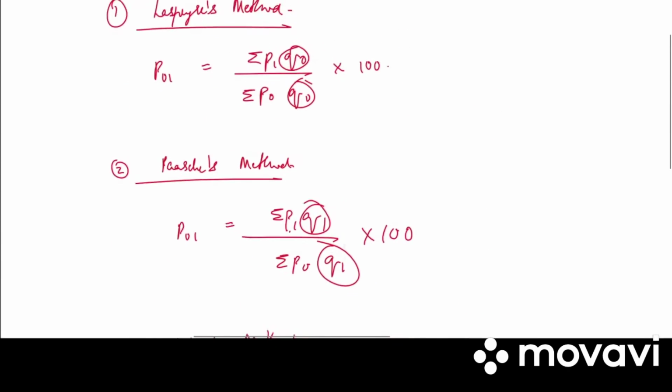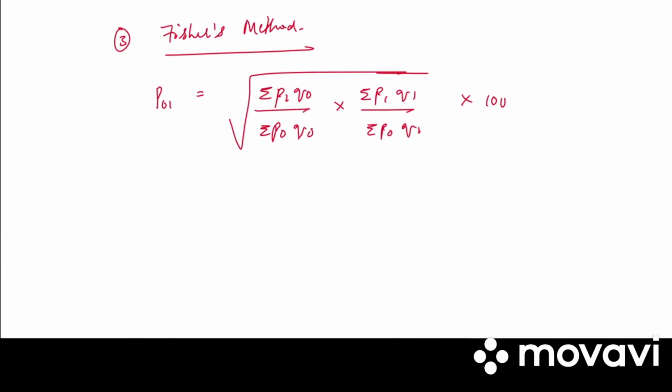So among the three, which is the ideal method? It is Fisher's method that is said to be the most ideal method. Why is it the most ideal method? Because Fisher is taking into account both the current year as well as the base year. Then it is based on variable weights. It is based on the geometric mean, which is regarded as the best to calculate the index number. And also Fisher's index number satisfies both the time reversal test and factor reversal test.